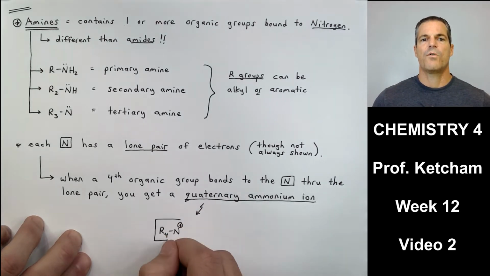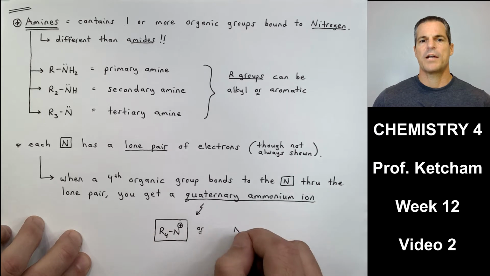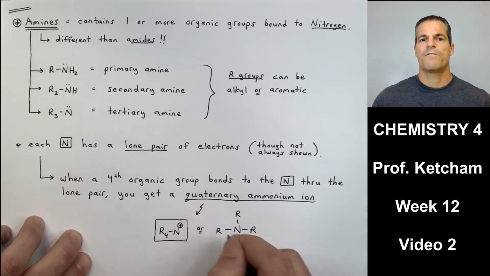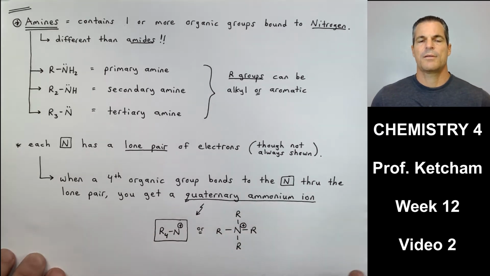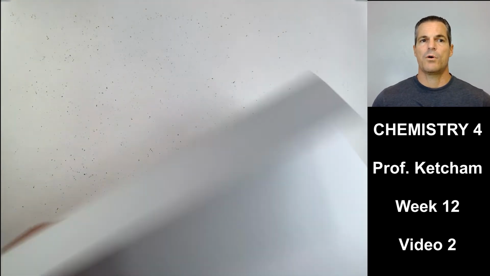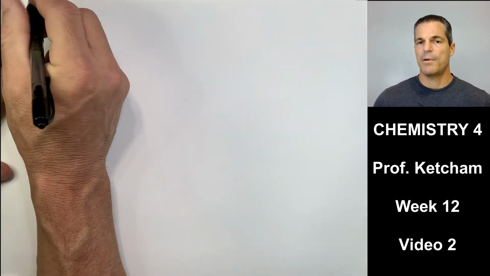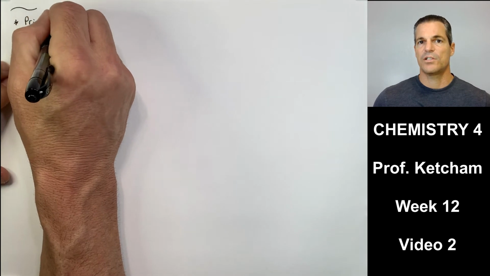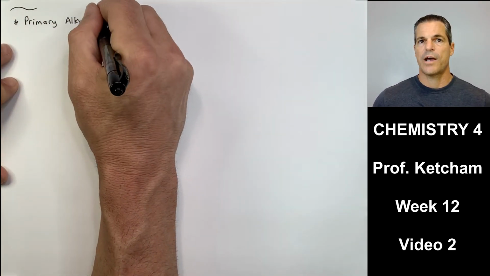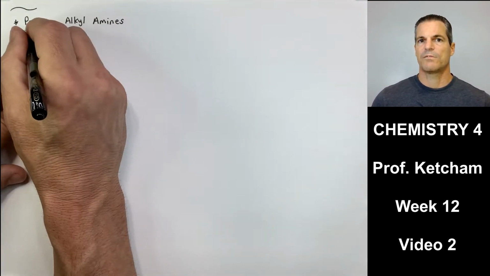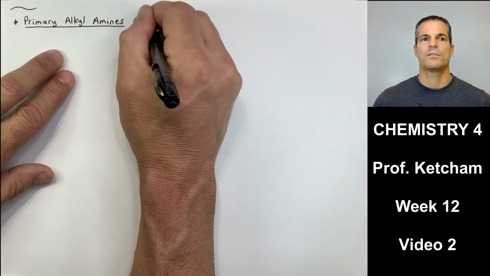Okay, so R4N doesn't reveal too much. It's better to write it all blown out, which is R 4 times around the nitrogen, and that would be a Quaternary Ammonium Ion. But you will see primary amines, secondary amines, tertiary amines, and you will have to know how to identify them, just like we do with primary and secondary and tertiary alcohols.